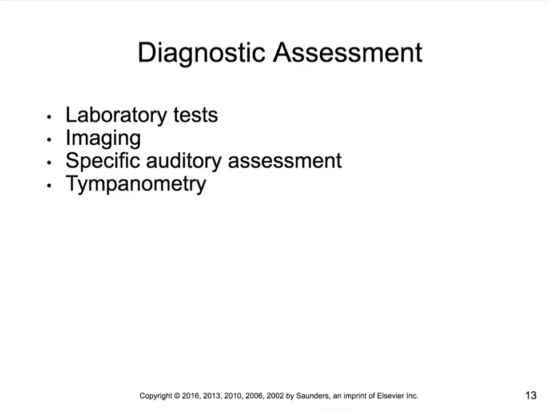Imaging would possibly be a CT scan. We could look to see if there's an acoustic neuroma, which would be a tumor that could be pressing on the 8th cranial nerve that could cause sensorineural hearing loss. We could look for any abnormalities that could be obstructing the hearing. Any kind of soft tissue involvement would appear on a CT scan in the event that we need to do one.